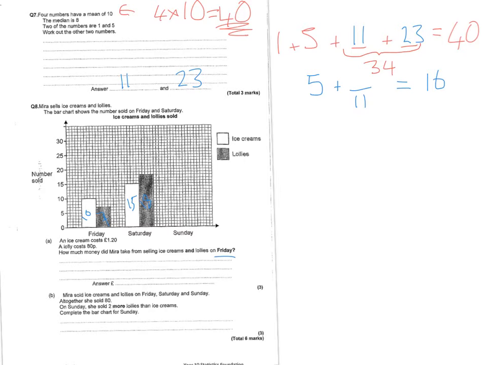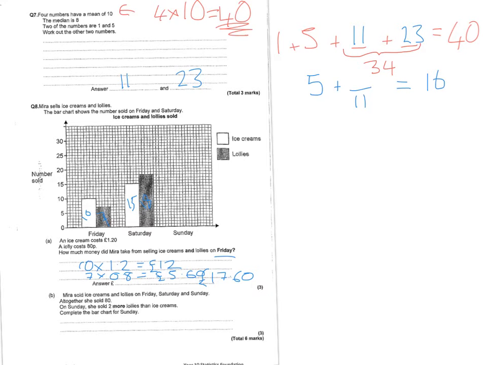So 10 times 1.2 equals £12, and 7 times 0.8 equals £5.60. So that is £17.60 altogether.